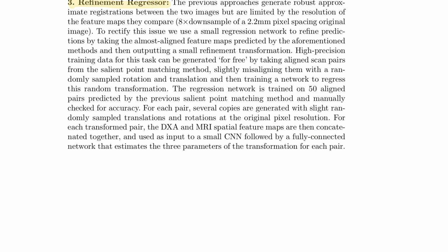And the third method is the refinement regressor. This part takes the almost aligned feature maps predicted by the aforementioned methods and then outputs a small refinement transformation. This is because of the limitation that the resolution of the feature maps imply, which is the 8 times downsample of the 2.2mm pixel spacing of the original image. They take the salient point matching method's outputs and slightly misalign them with a randomly sampled rotation and translation, and then they train a network to regress this random transformation. They train this on 50 aligned pairs from the previous salient point matching method.